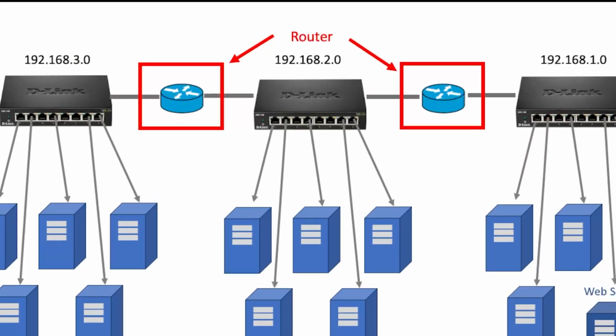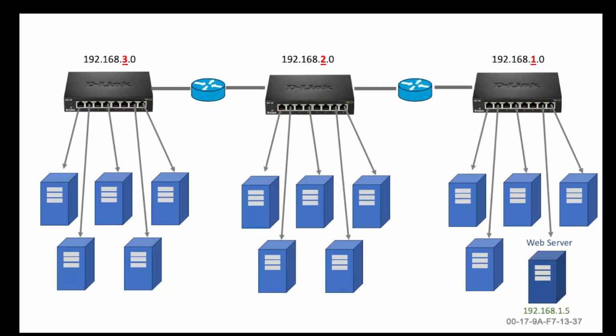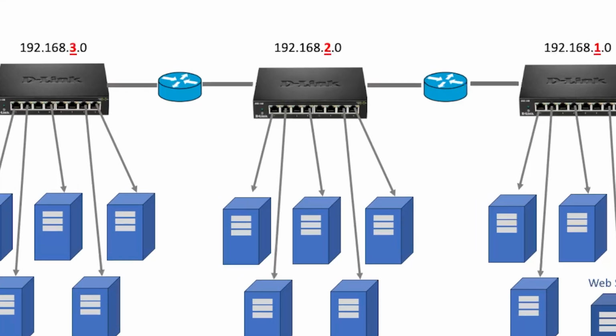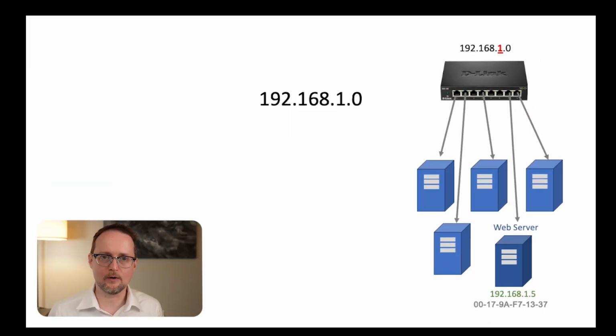You can think of a router as a computer with multiple network cards that can direct traffic based on the IP network. You can also see I've highlighted some of the numbers in red. This helps to differentiate the 3 networks. But for now, let's just focus on one network and break down how the IP address is structured.